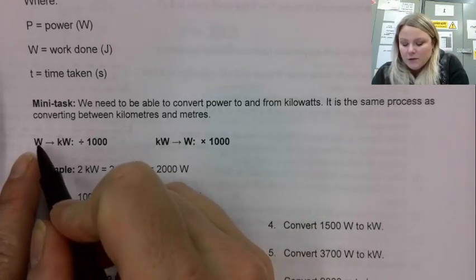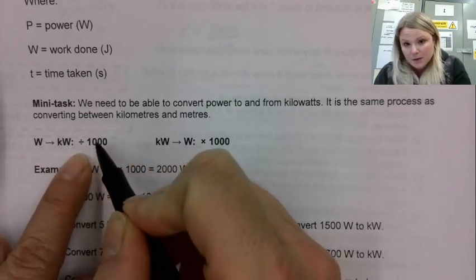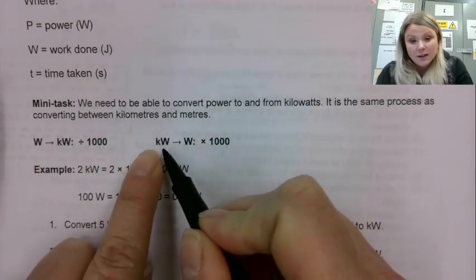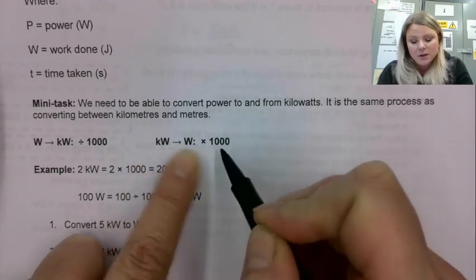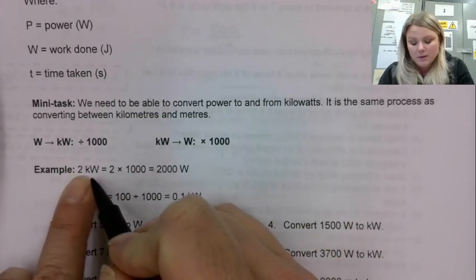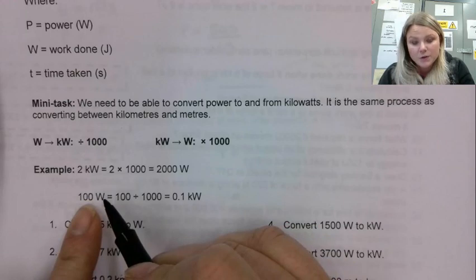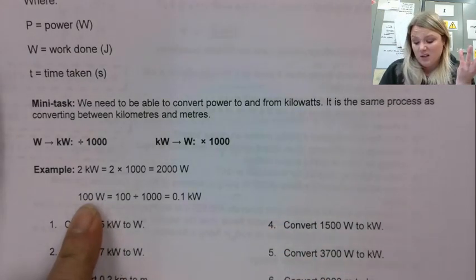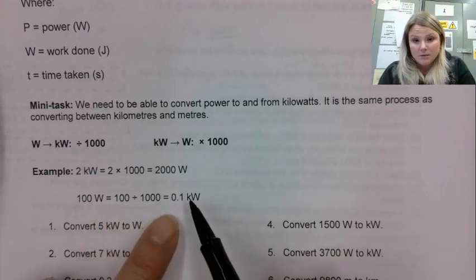So if you have a value in watts and you need to give it in kilowatts, you divide by 1,000. If you have a value in kilowatts and you need to change it into watts, which is the more likely thing you're going to have to do, you multiply by 1,000. For example, 2 kilowatts, if we change that into watts, we multiply by 1,000 and we get 2,000 watts. The other way around, if we have 100 watts and the question asks us to give it in kilowatts, then we take that number and divide it by 1,000.